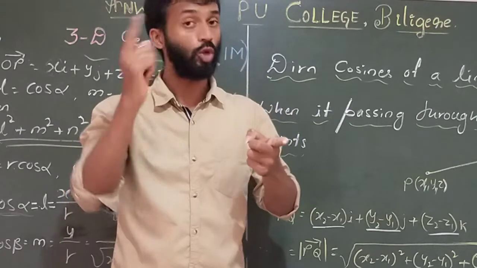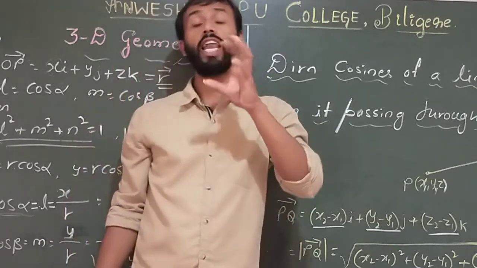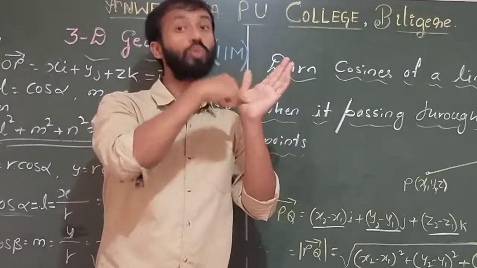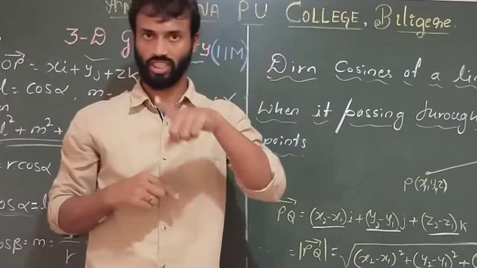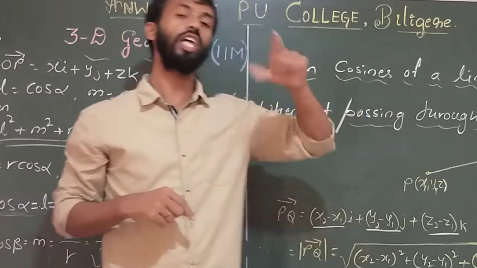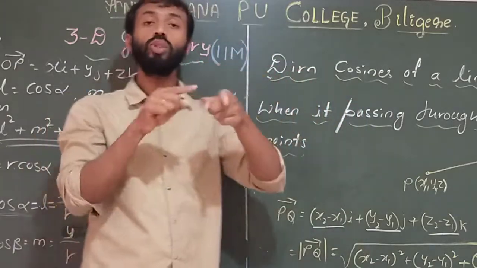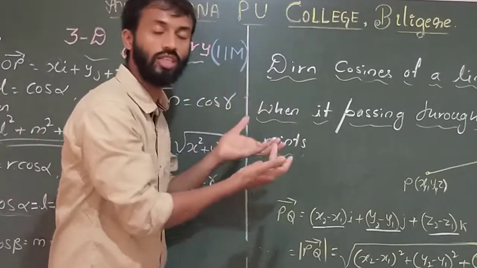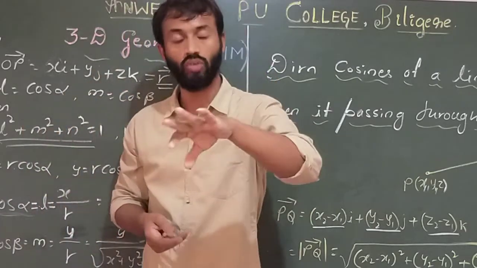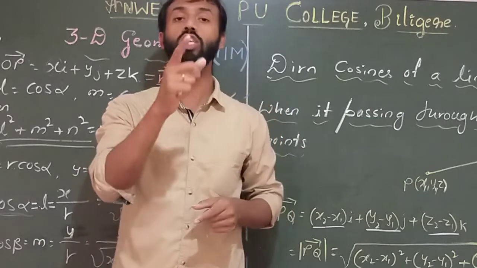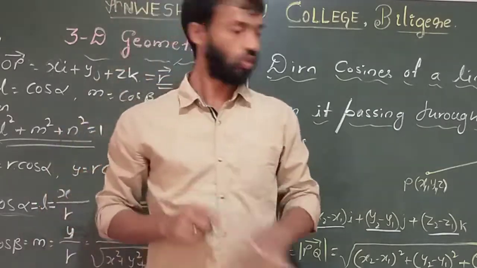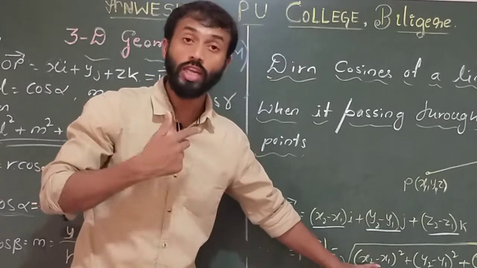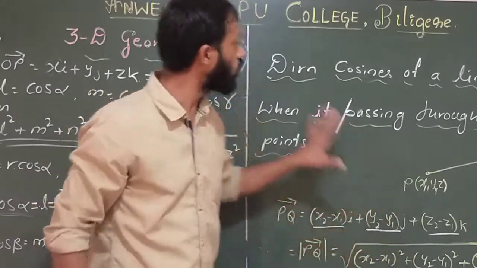So dear students, in the previous chapter itself we discussed the direction cosines of a given vector with respect to the origin: what direction cosines are, what direction ratios are, and the relationship between them. Now we have discussed the direction cosines and direction ratios of a given vector when it is passing through two given points. I hope the points I am discussing are clear. Now let's move to the problems related to this concept.